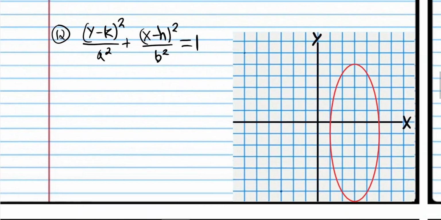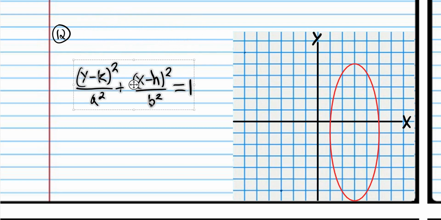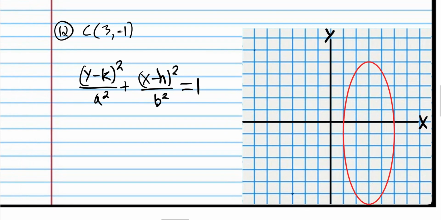All right, we're back. So let's find the center first. So the center is 3, 0, it looks like. Actually, let's see, 1, 2, 3, 4, 5, 6. 1, 2, 3, 4, 5, 6. Looks like it's going to be 3, negative 1. And A is the distance from the center to the vertex, so that's going to be 6. So A is 6. The y value of the center is negative 1.